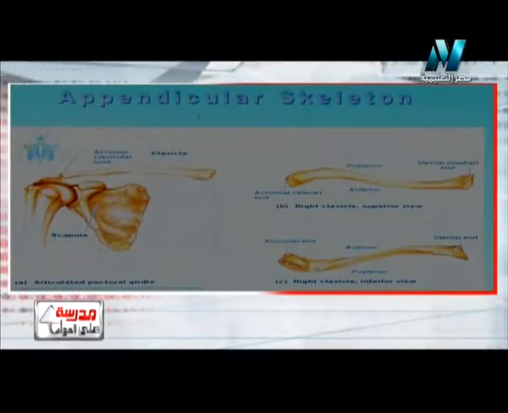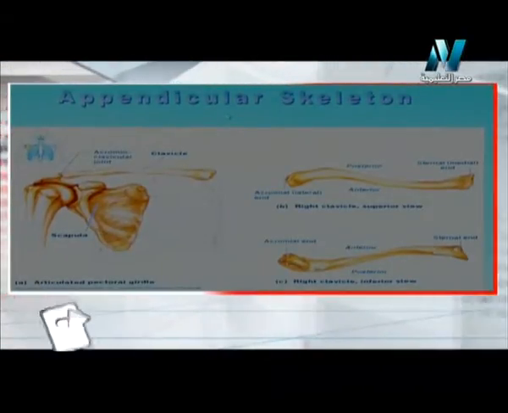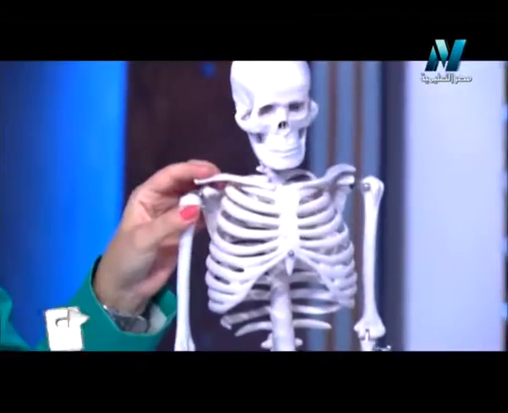Number 2, the appendicular skeleton. We classify the skeletal system into 2 parts. The axial skeleton includes the skull, the vertebral column, and the thoracic cage. Now we are talking about the appendicular skeleton, which includes the pectoral girdle or shoulder girdle, the pelvic girdle, and the bones of the limbs. At first, we are talking about the pectoral girdle.